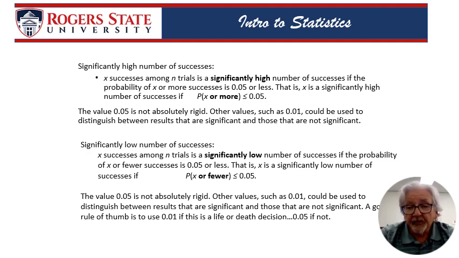Now, the 0.05 is not absolute. Sometimes you use 0.01, and that typically happens when somebody is going to be significantly injured if we're wrong. So if death is involved, we want the stricter threshold.